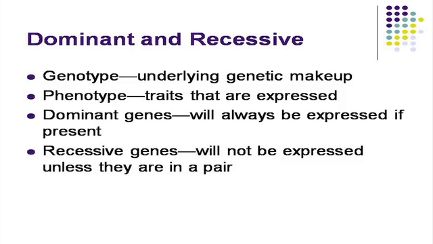All right, so we have different types of genes, okay? Dominant and recessive genes, genotype, the underlying genetic makeup, and phenotype, the traits that are expressed. Meaning, dominant genes will always be expressed if present, okay? Then recessive genes will not be expressed unless they are in a pair. Yes?